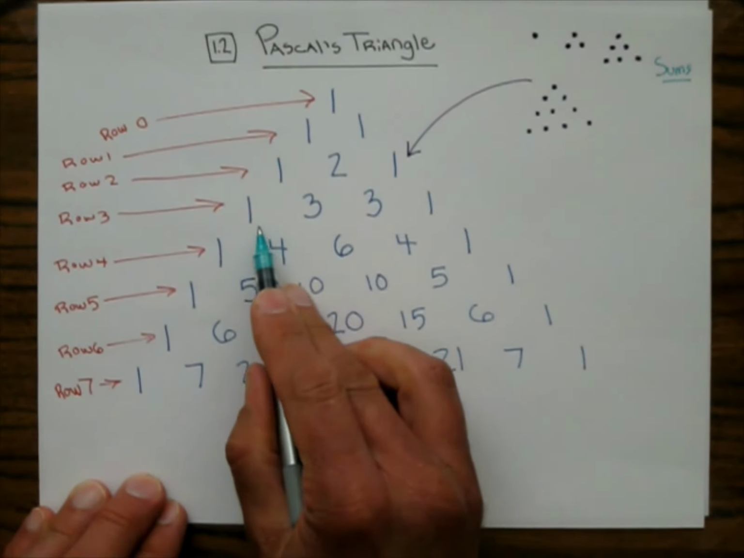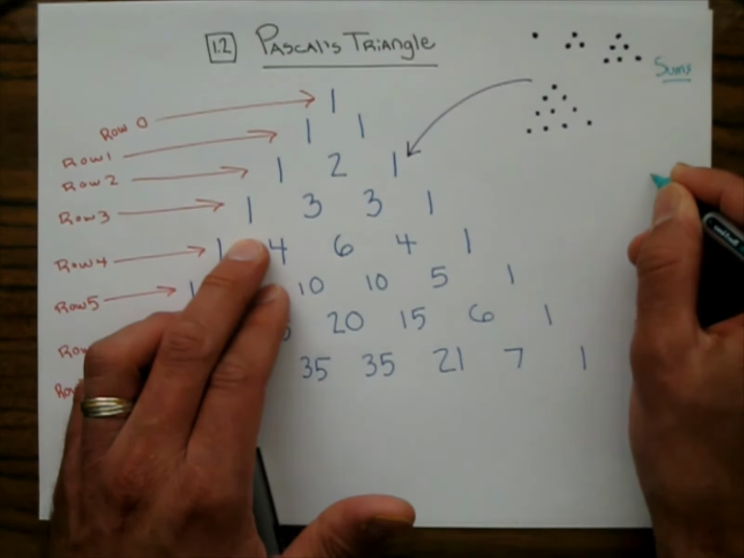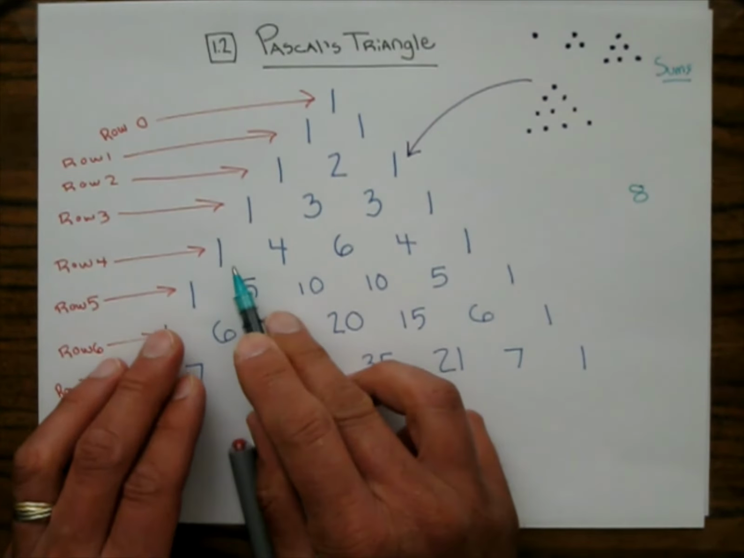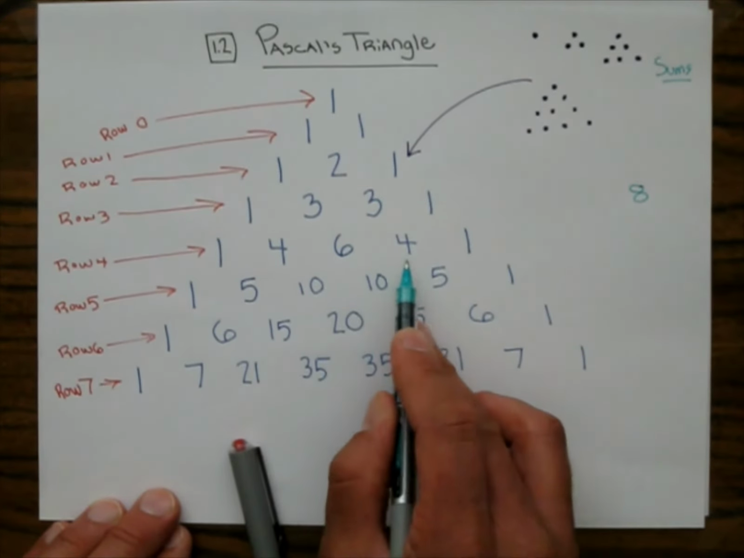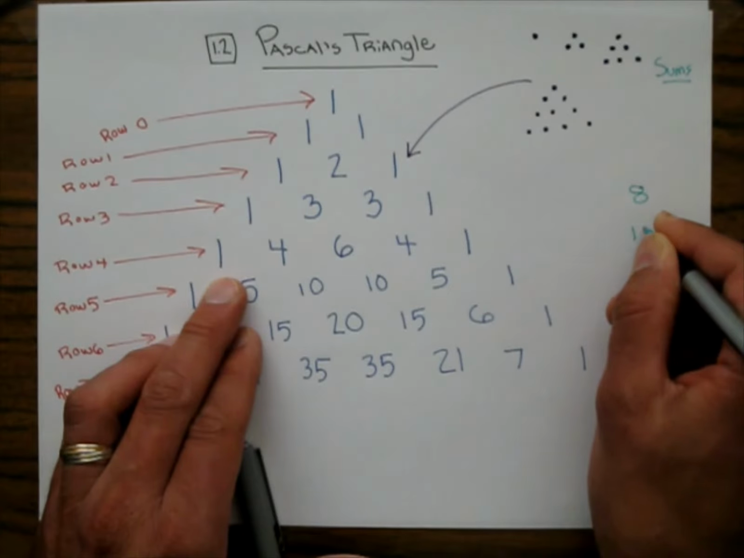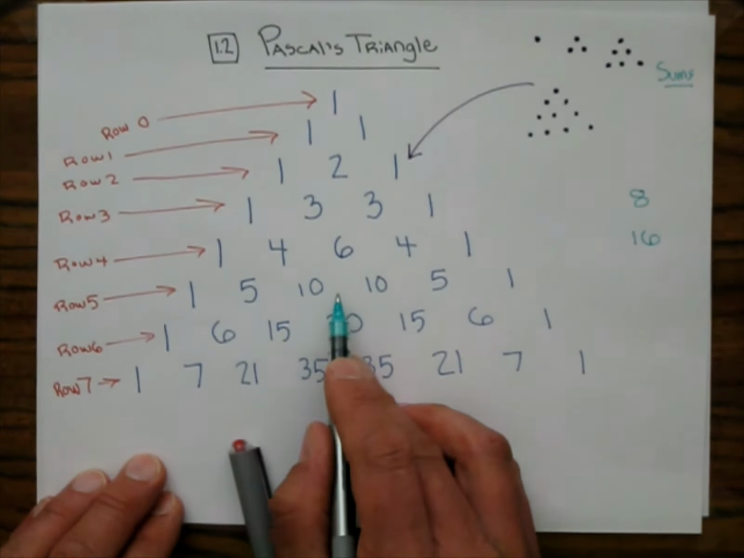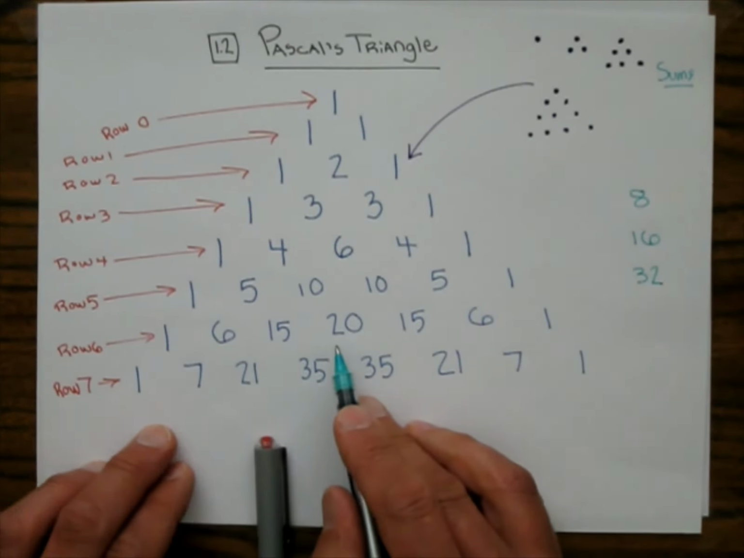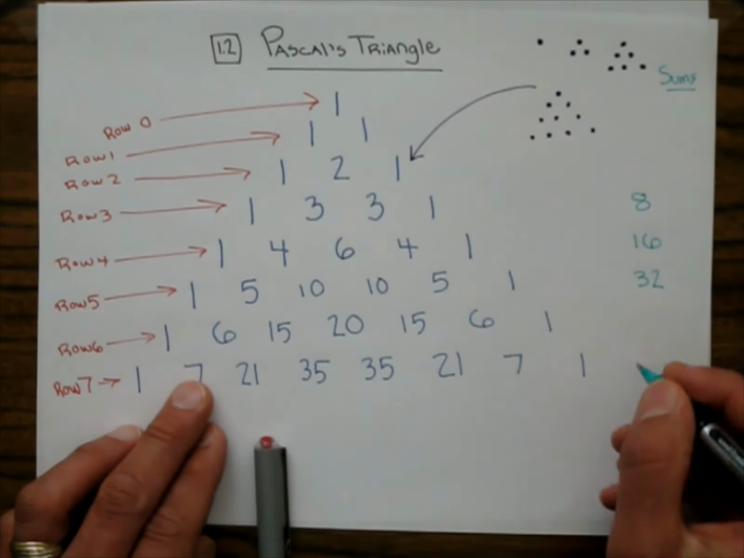If we add up row 3, we get 1 plus 3 plus 3 plus 1, which happens to be 8. And we add up row 4, which would be 1 plus 4 plus 6 plus 4 plus 1, so that's 10, 14, 15, 16. So adding up row 4 is 16. The sum of row 5 happens to be 10, 20, 32. The sum of row 6 is going to be 20, 30, 40, 50, 62, 64.